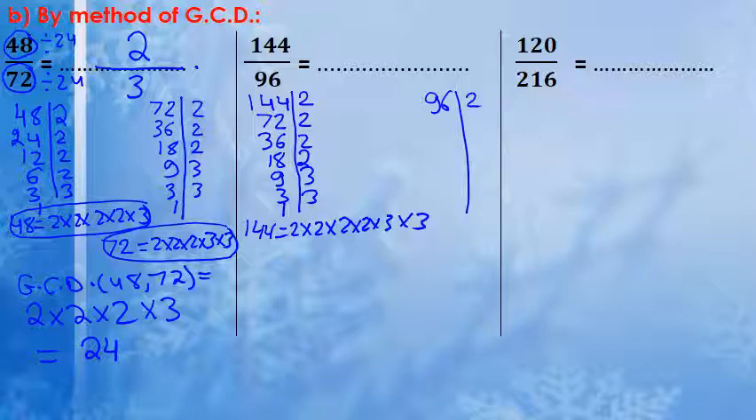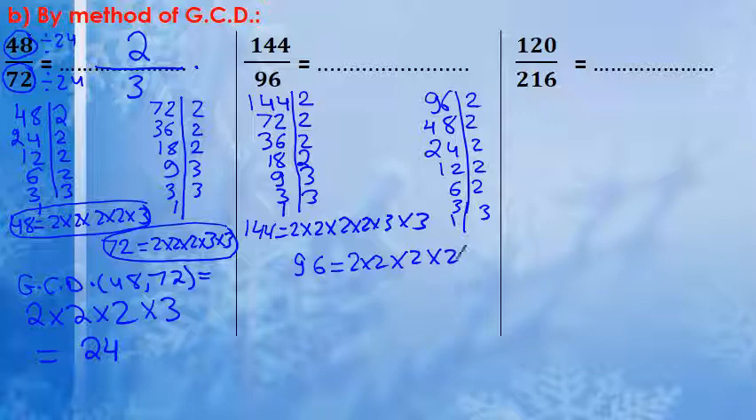Now the prime factors of 96. If we divide by 2, it gives us 48. Divided by 2, it gives us 24. Divided by 2, it is 12. Divided by 2 is 6. Divided by 2 is 3. Divided by 3 is 1. So the prime factors of 96 are 2 times 2 times 2 times 2 times 2 times 3. That is 2 five times, times 3.